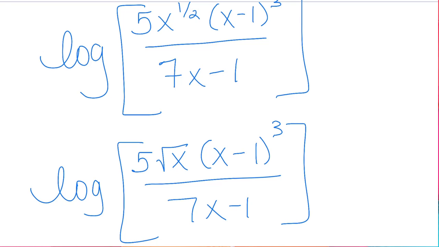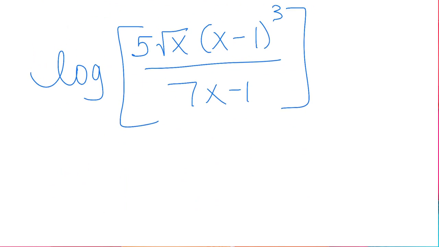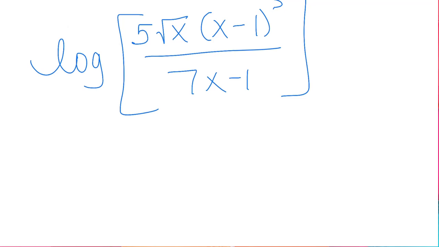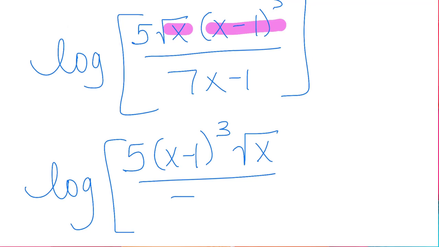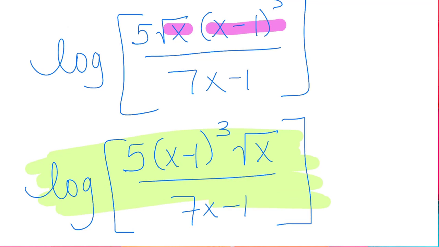And because I rewrote that as a radical, I might rearrange. I might flip-flop this and this. Rearrange it a little bit, put the radical on the end. So 5 times x minus 1 to the third times the square root of x all over 7x minus 1. Whew. So that was a fun one. There's the answer to that one.